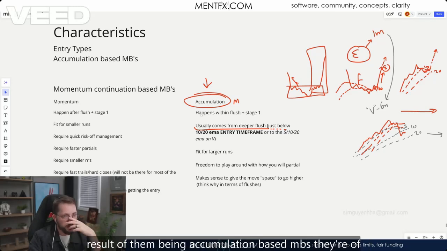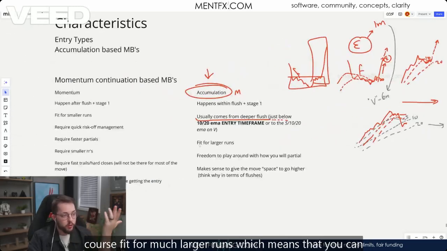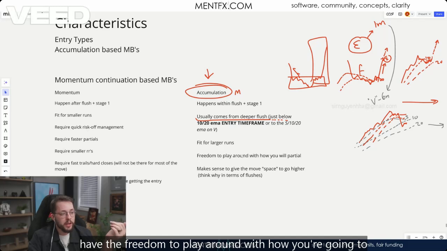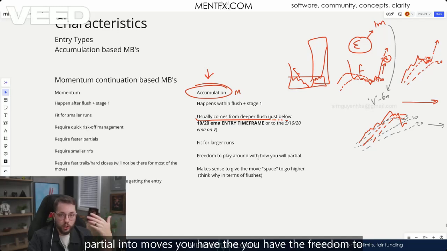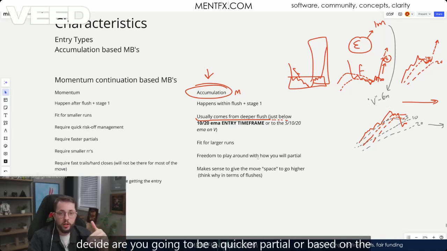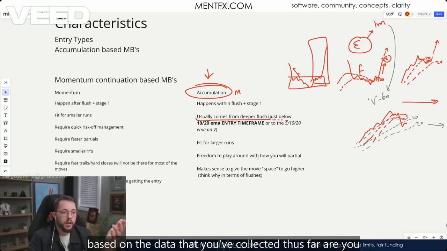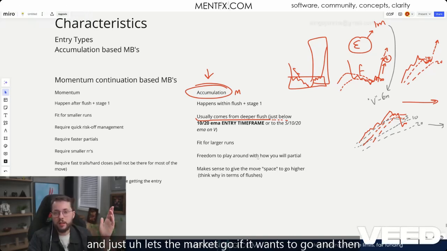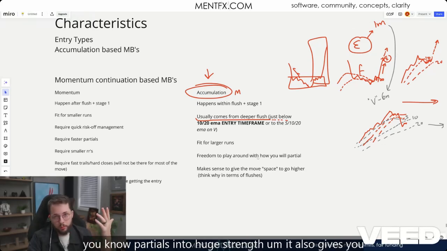Now, as a result of them being accumulation-based MBs, they're of course fit for much larger runs, which means that you can potentially have more R out of them, which means that, again, you have the freedom to play around with how you're going to partial into moves. You have the freedom to decide, are you going to be a quicker partialer based on the data that you've collected thus far? Are you going to be someone that holds on to a much larger position and just lets the market go if it wants to go, and then partials into huge strength?